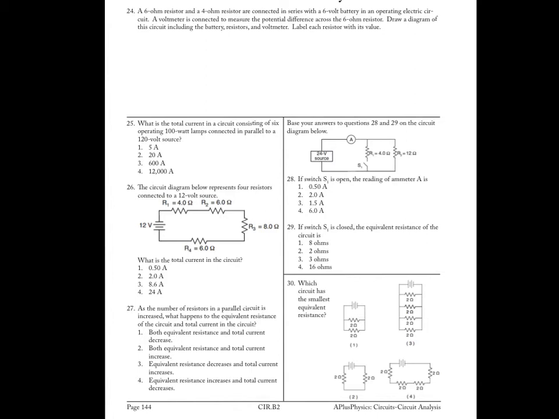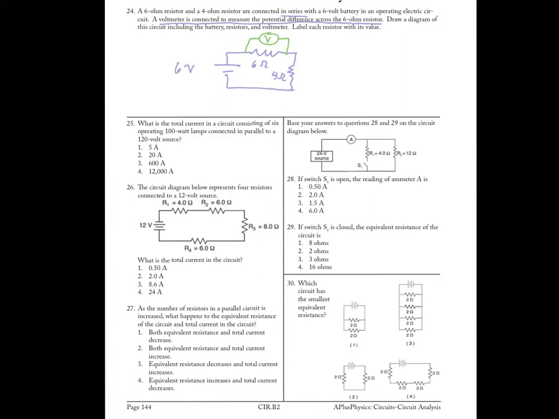Alright, 24. This is the next sheet. 6 ohm and 4 ohm are connected in series with a 6 volt battery. Let's start with that. 6 ohms, 4 ohms, connected in series in the same pathway. That's what it means. And 6 volt battery, 6 ohms here and 4 ohms here. Last, we need to put a voltmeter to measure voltage across the 6 ohm resistor. So it's got to be parallel to the 6 ohm resistor. Like that. There are other ways you could draw it, but this is one way for sure you could do it.